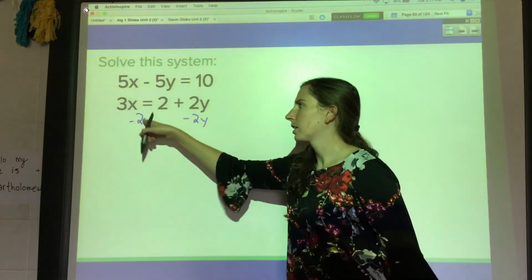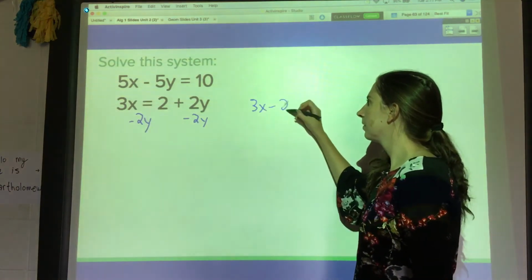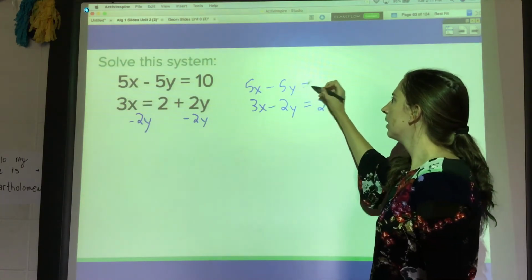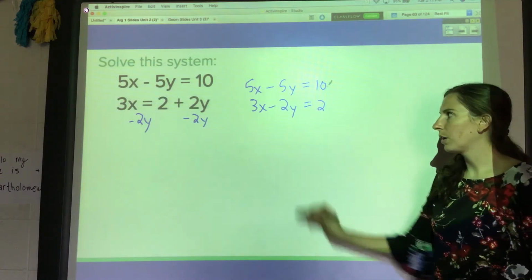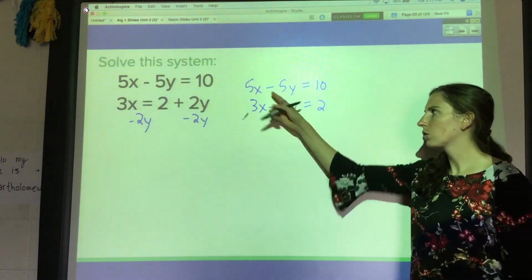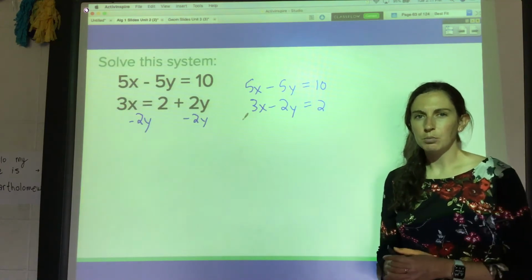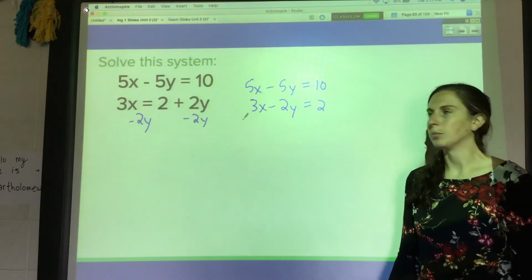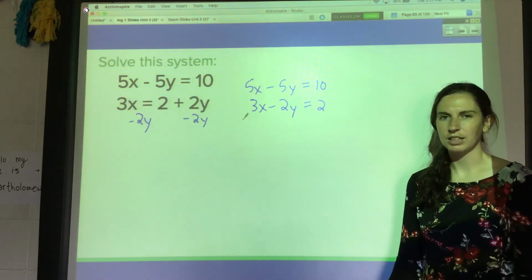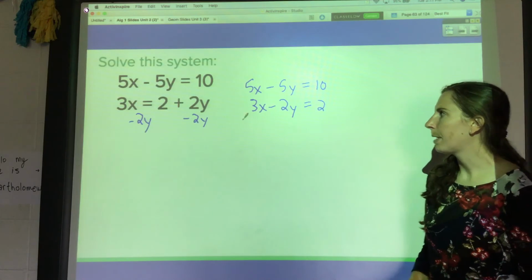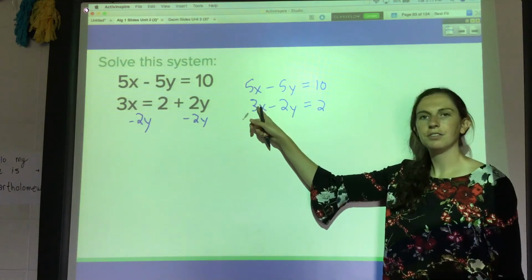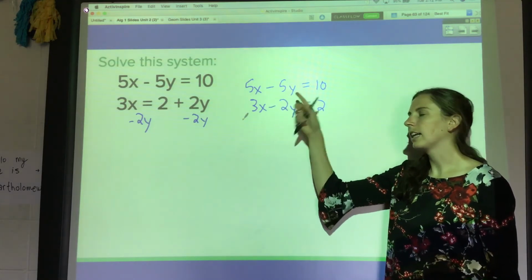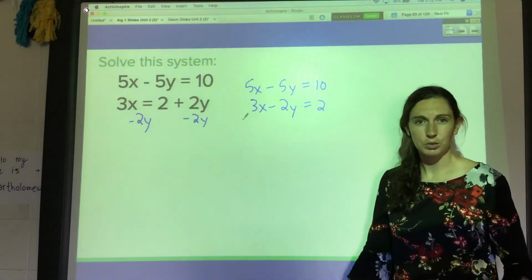And so now I have 3x minus 2y. Now it lines up with the top one. Still though, if I were to try to add these, nothing's going to eliminate. So I'm going to need to multiply one or both of them by some number so that I can eliminate a variable. You have a couple options here and it's going to be kind of annoying. Maybe I can make this like 15 and negative 15, or I could make this 10 and negative 10 or something like that. It doesn't matter which one you go with.